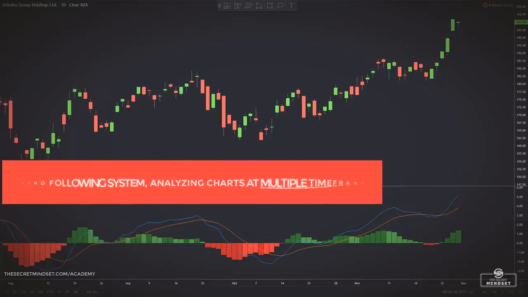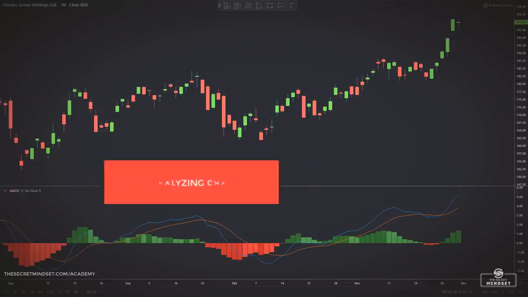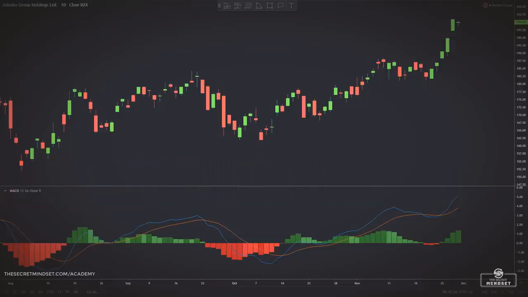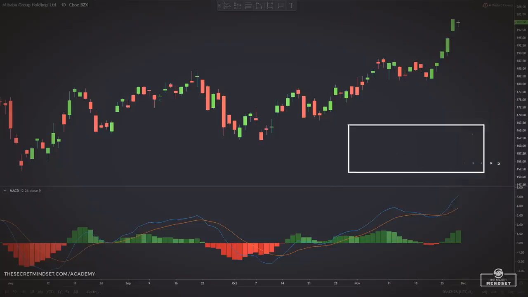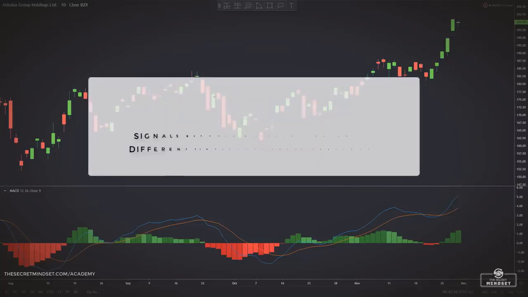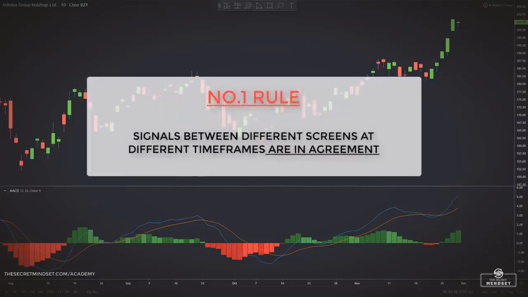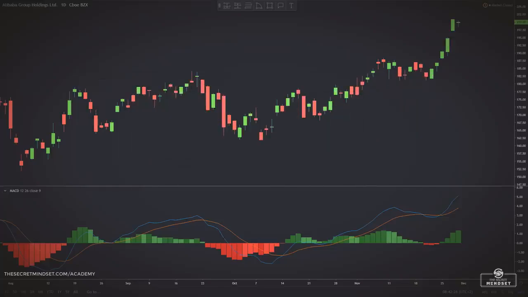The triple screen is essentially a trend-following system, but the main characteristic is that it works by analyzing charts at multiple time frames. The root of Elder's triple screen is that it tries to time trade entries to coincide with market corrections or pullbacks. This can happen in both bull trends and bear trends. The strategy only buys or sells when the signals between different screens at different time frames are in agreement.